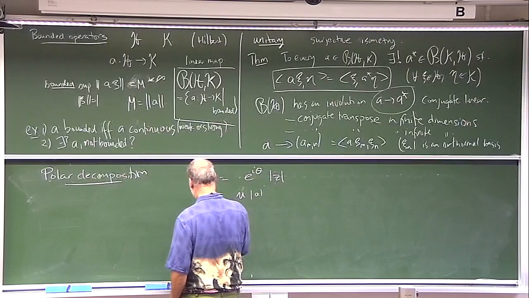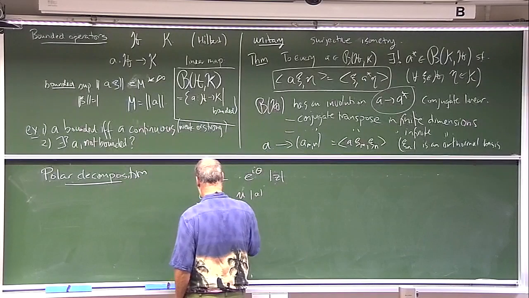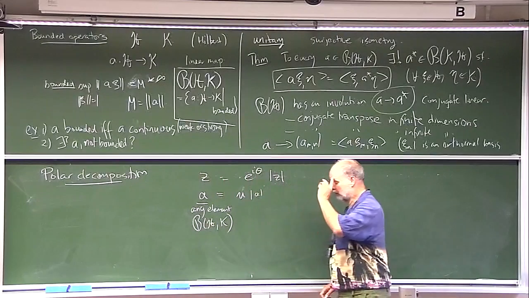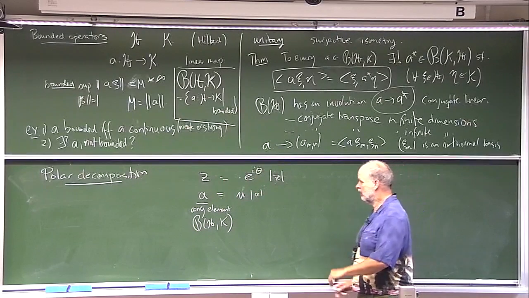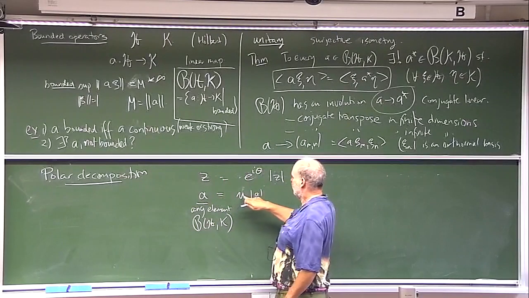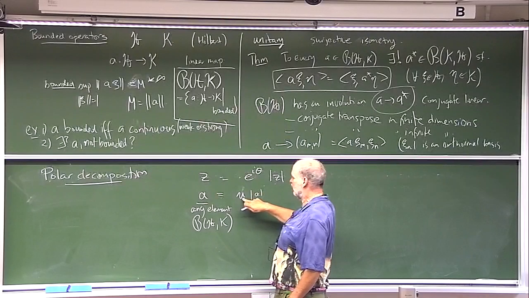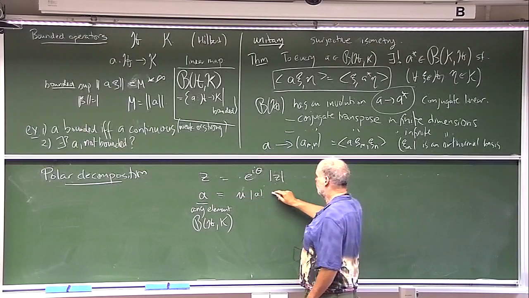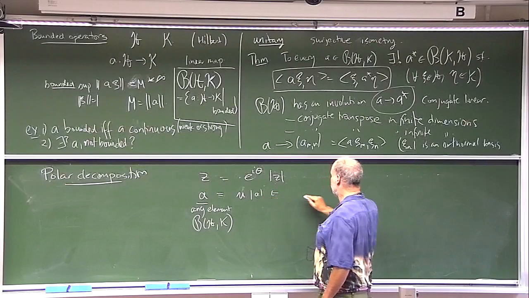In fact, it can be any element from one Hilbert space to another, and it has a unique decomposition as a phase, whatever that means, and I'll explain in a second, times an absolute value, and I have to explain what that means. Well, the point is, what about the absolute value?